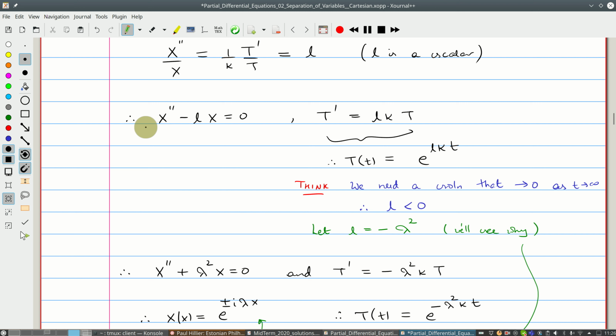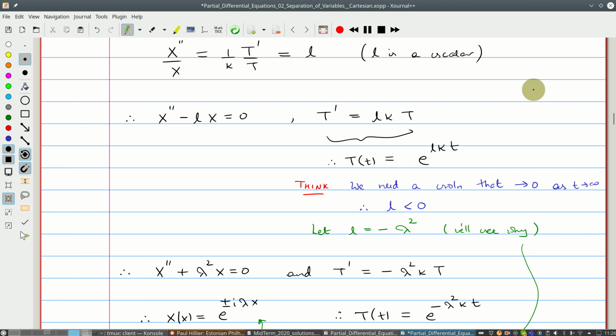Okay, so let's now solve the equation. So let's solve the equation for X. So X double prime minus L times X is 0. T prime is equal to L kappa times T. This can be solved easily to give you T is equal to e to the L kappa t.